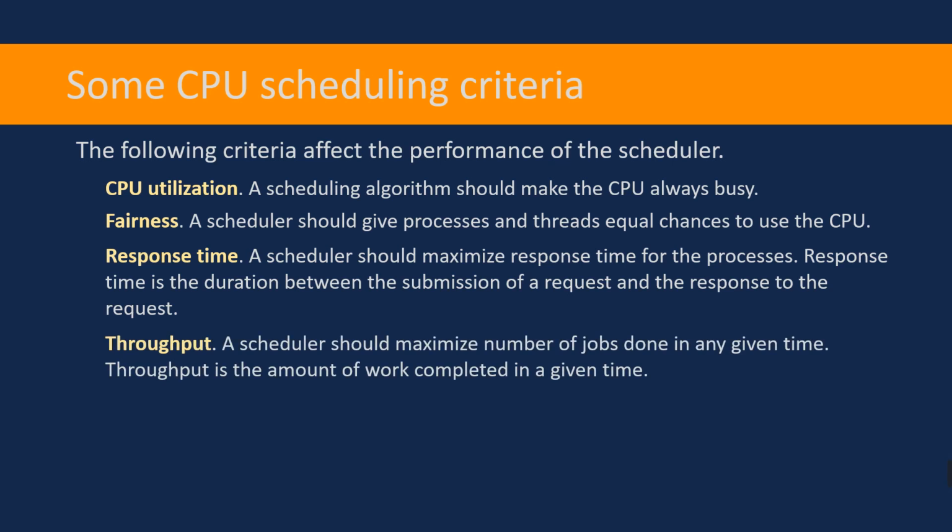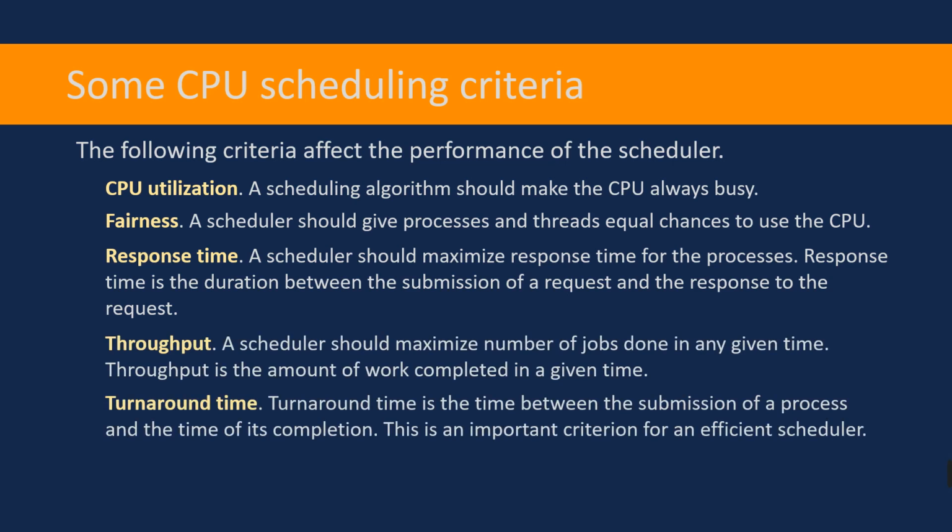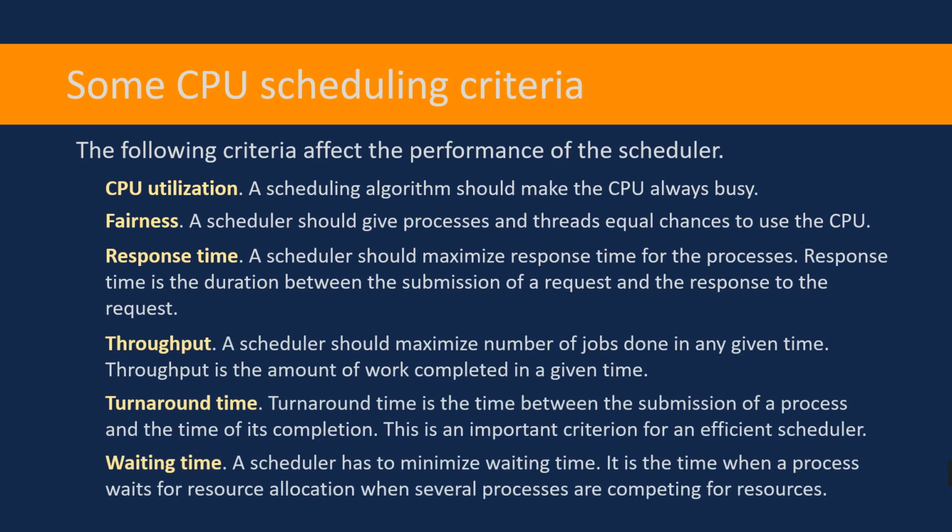Fourth, throughput. A scheduler should maximize the number of jobs done in a given time. Throughput is the amount of work completed in a given time. Next, turnaround time. Turnaround time is the time between the submission of a process and the time of its completion. This is an important criterion for an efficient scheduler. Last but not the least is waiting time. A scheduler has to minimize waiting time. It is the time when a process waits for resource allocation when several processes are competing for resources.